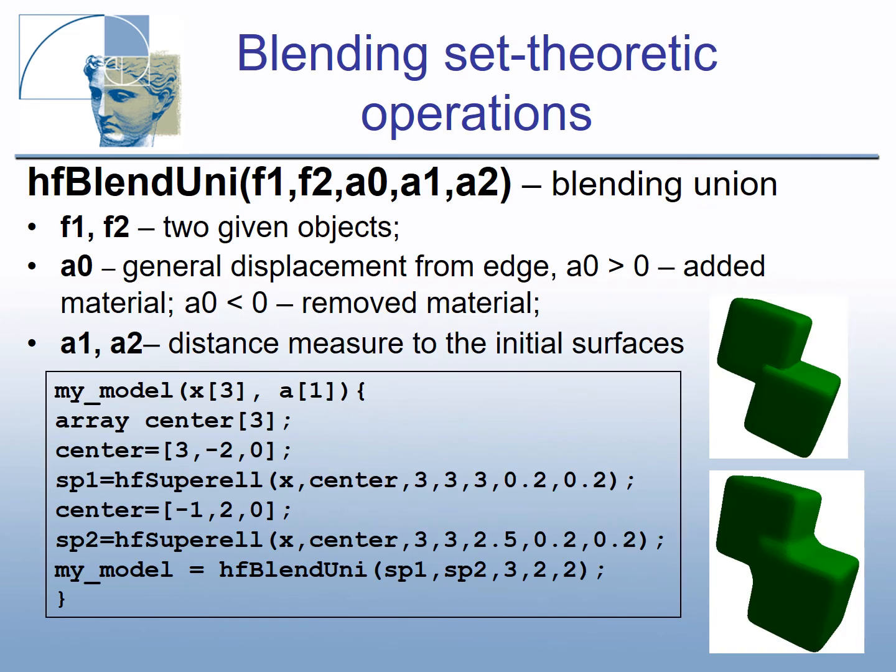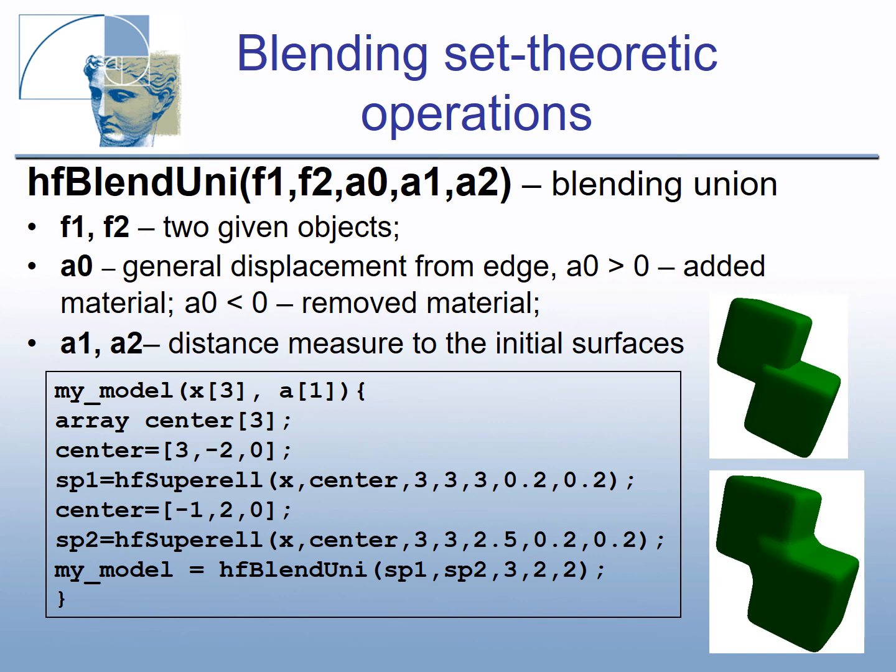The described set-theoretic operations produce objects with sharp edges, as the union of two superellipsoids shown in the upper right. Blended version of set-theoretic operations generates smooth edges with added or removed material. The format of the blended union operation is shown at the top. It takes two objects as input arguments and three additional numerical parameters.